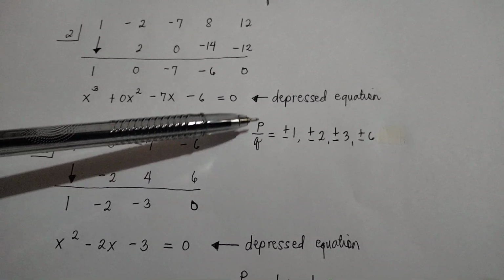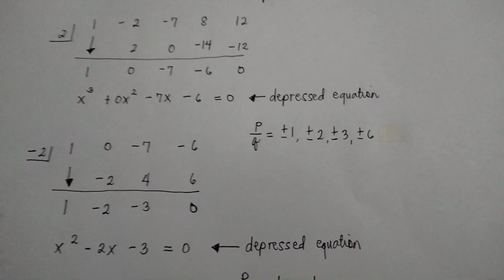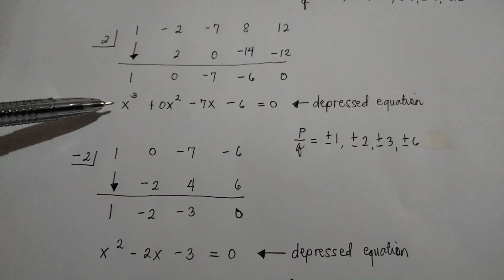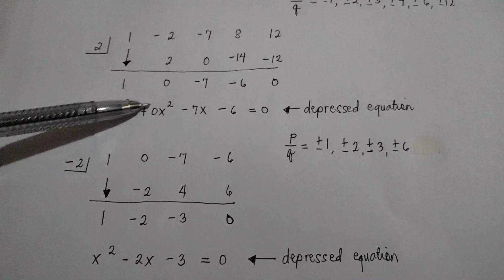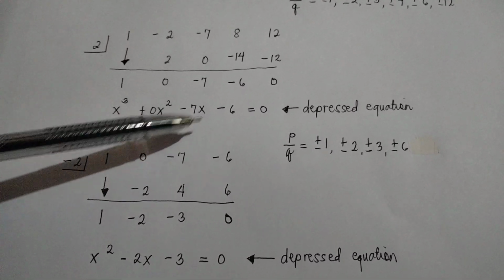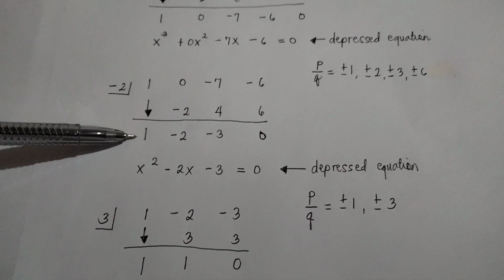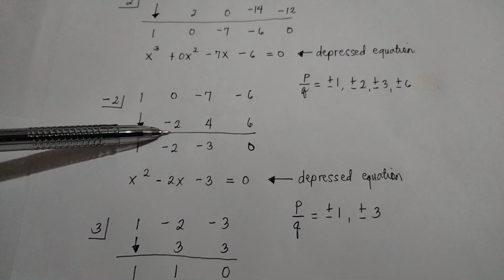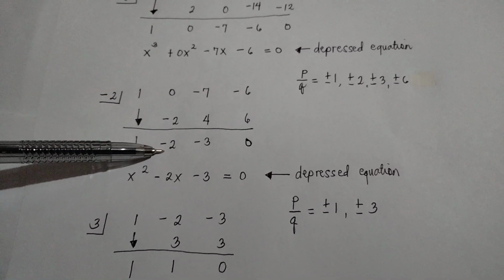Again, we're going to choose one from these possible rational roots. So I choose negative 2. I will write it here. Then, take all the coefficients of the depressed equation: 1, 0, negative 7, negative 6. Next, bring down 1. 1 times negative 2 is negative 2. Write it here. 0 plus negative 2 is negative 2.